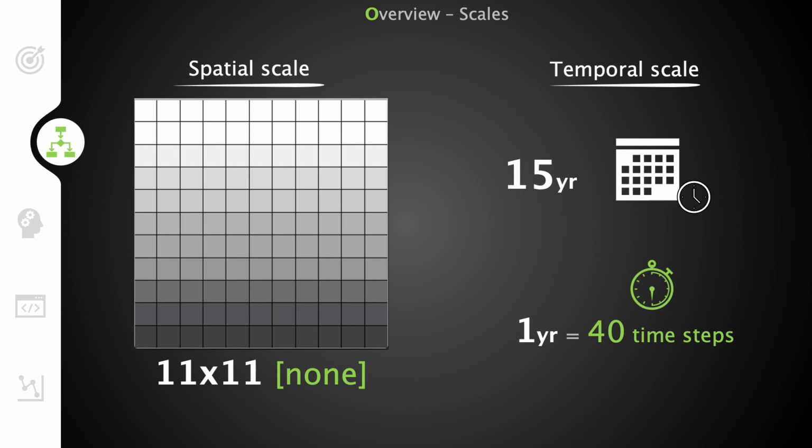In terms of scale, the landscape is represented by an 11 by 11 grid of cells with no dimension. The simulations run for 15 years, each year being composed of 40 discrete time steps. These settings allow all fish individuals to reach their preferred habitat within a simulated year.